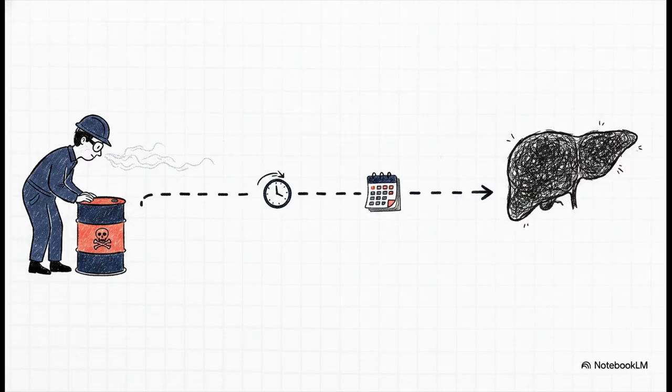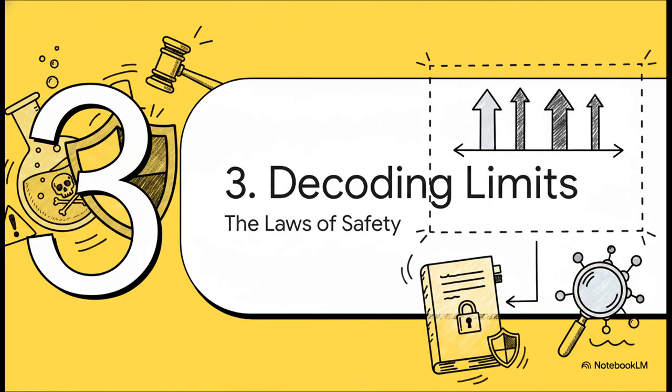This is exactly why you absolutely cannot wait for symptoms to appear. By the time someone actually feels sick, the damage was done 20 years ago. Carcinogens demand absolute proactive protection from day one on the job. No exceptions. Section 3. Decoding exposure limits.